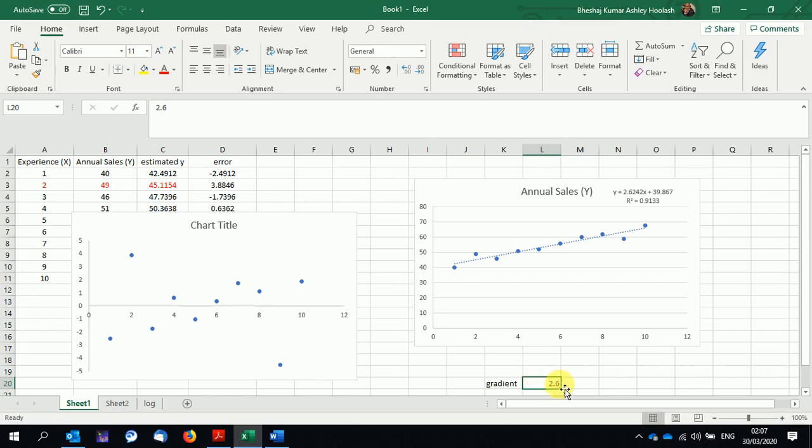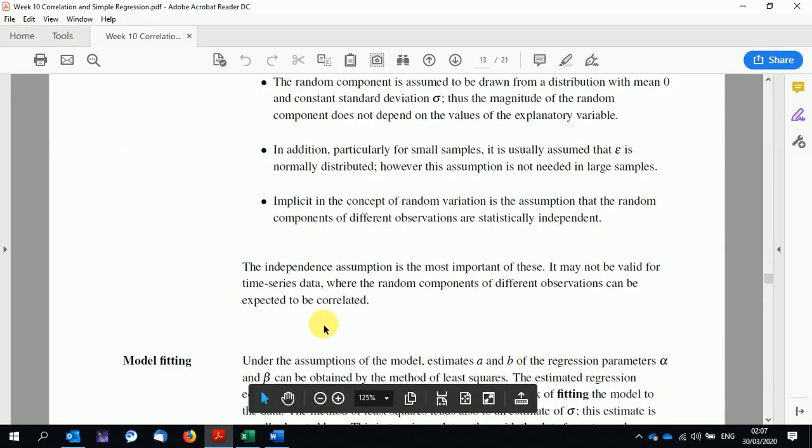You have to double check the units. This is what I expect from someone who is moving from one specific years of experience to the next one. So from 4 to 5, from 7 to 8, from 1 to 2, from 10 to 11. The increase in sales in thousands of pounds should be 2.6 thousands of pounds. That's the meaning of gradient. Good. Sorry about coming back to page 12.